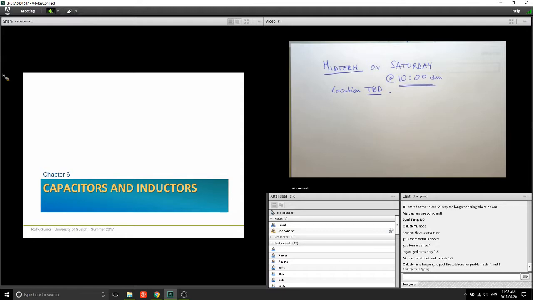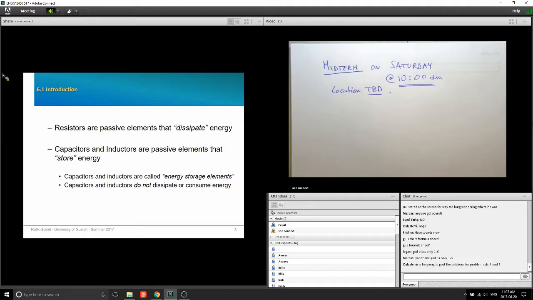Today, we're starting a new topic, chapter 6, entitled Capacitors and Inductors. So, introduction. Resistors, we've seen resistors. Resistors are passive elements that dissipate energy. Now we talked about that. Whenever there is a current flowing through a resistor, there is power that gets dissipated or consumed. And we said that power is always consumed by a resistor, meaning that the resistor will always take that power or that energy from the rest of the circuit, from the other elements.